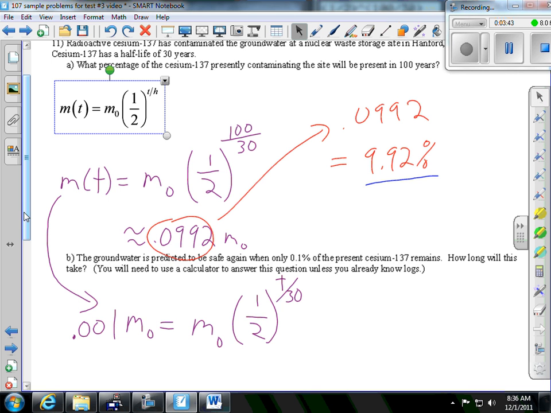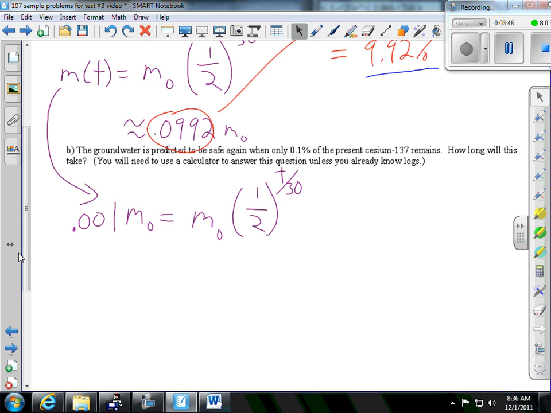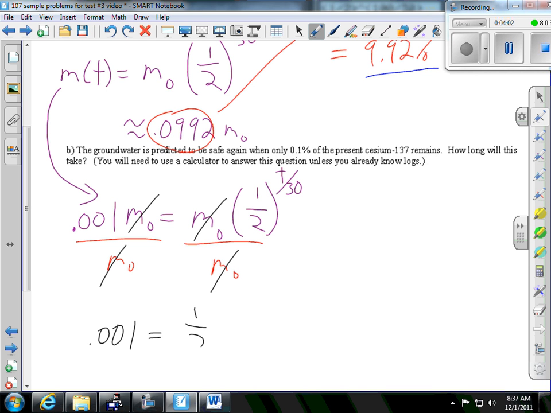Okay, to solve this equation, we're going to use the calculator, but we can't use the calculator yet because there's an M0 and a T. But if you divide both sides by M0, then you see that the M0's cancel. So the equation we're really trying to solve is 0.001 equals 1/2 to the T over 30. And in a previous problem, we had an equation like this where the variable was in the power. And you need something called logarithms to solve an equation like this. We don't have them officially yet, although if you already know them, feel free to practice. So we're going to go to the graphing calculator.